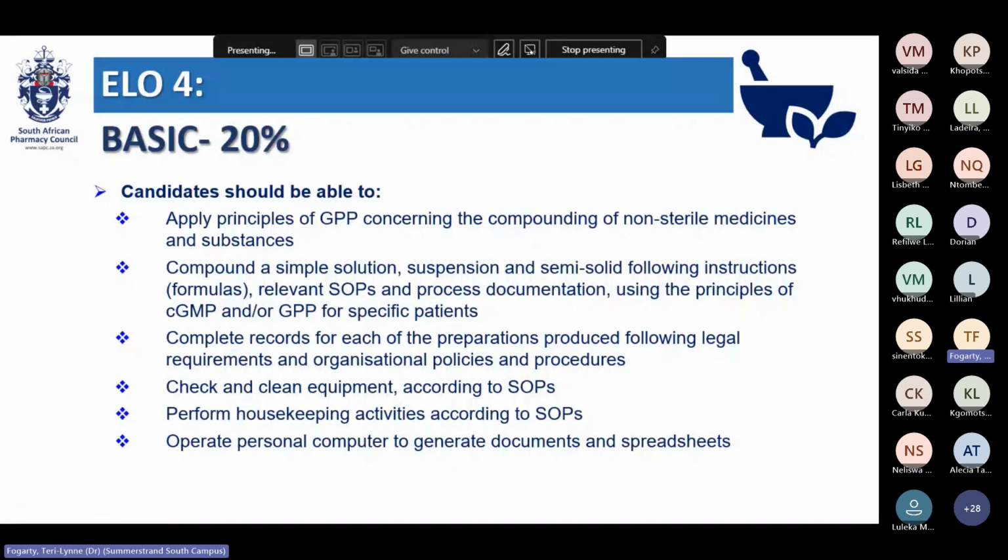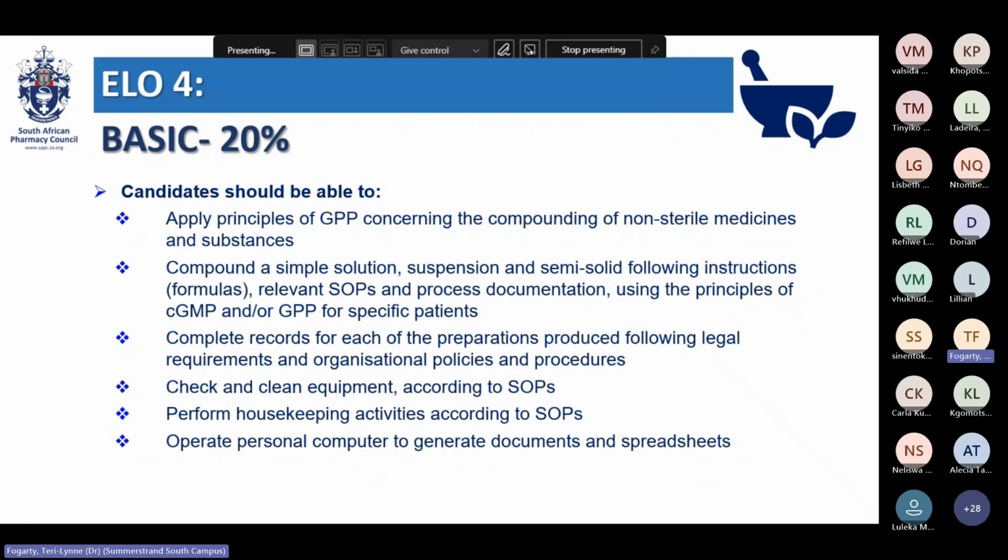And then ELO 4. ELO 4 is about compounding in a pharmacy. Also, we refer to it as extemporaneous compounding. But this ELO is a little bit extended outside of compounding as well. So it's applying GPP principles in terms of compounding of non-sterile medicines. You also need to know how to compound a simple solution, a suspension, and a semi-solid, and complete records for those preparations.